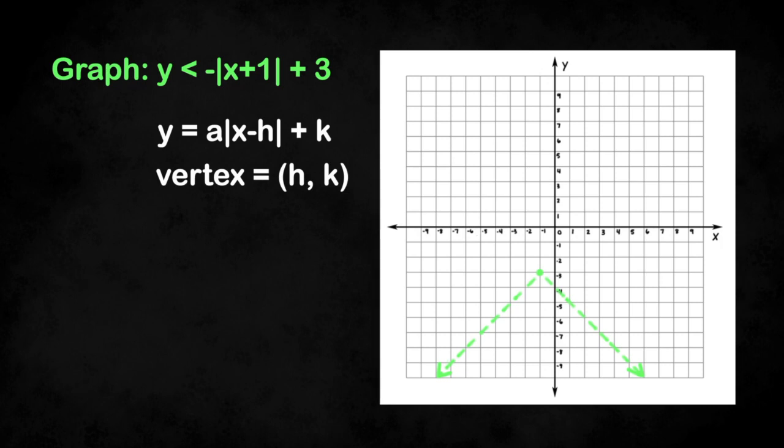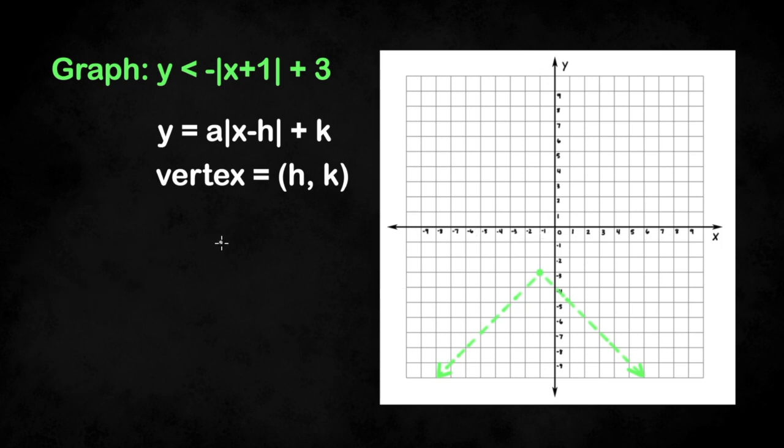The final step in graphing absolute value inequalities is shading appropriately. To do this, we can test a point that is not in the absolute value graph to see whether it is true for the inequality. Here we can see the origin is not in the absolute value graph.